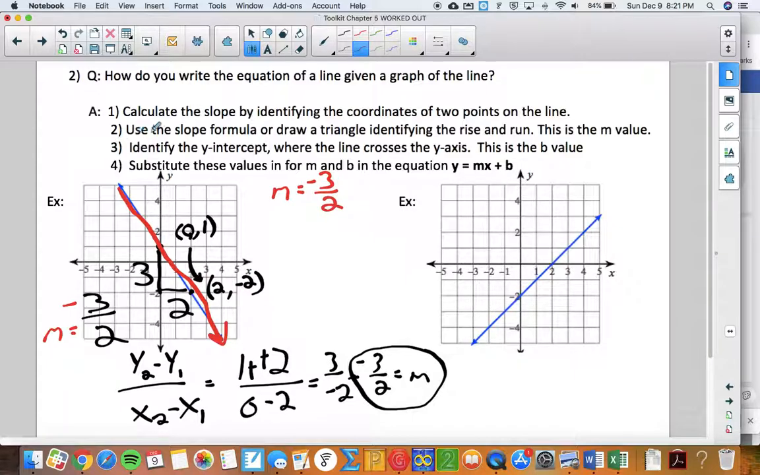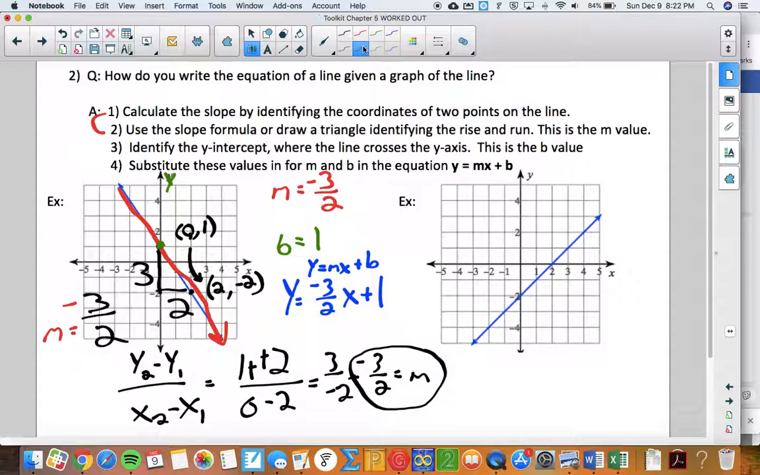And then step number 2, I guess that 1 and 2 I kind of tied together. That was calculating the slope. Step number 3, identify the y-intercept. Y-intercept, where the line crosses the y-axis, it's at 1. That's your b value. So the equation of this line is, drumroll, y equals -3/2 x plus 1. See what I did there? I substituted the slope in for m and the y-intercept in for b.